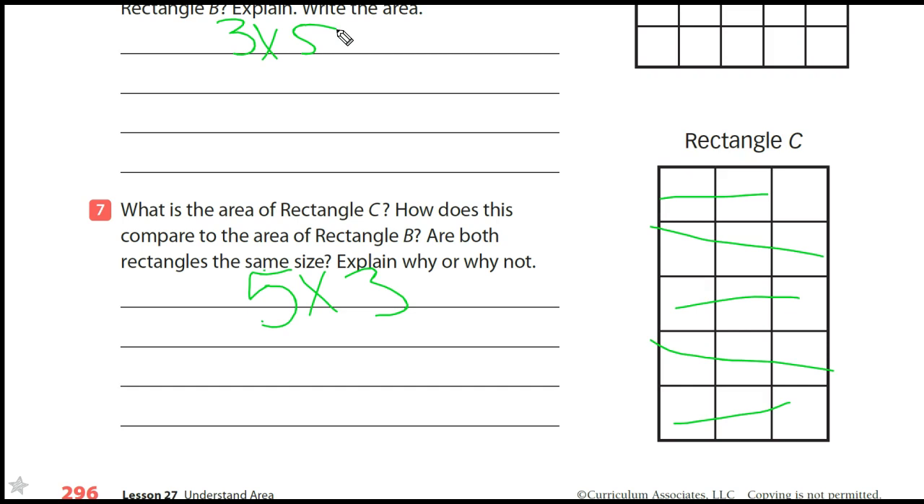Okay. 3 times 5 is 15, and 5 times 3 is 15. They have the same area, but they're just switched or flipped. The rectangle is turned 180 degrees. Okay. All right. Actually, 90 degrees. So there are some shapes that have a length and width that are different, but the area will be the same. Okay, the area will be the same.